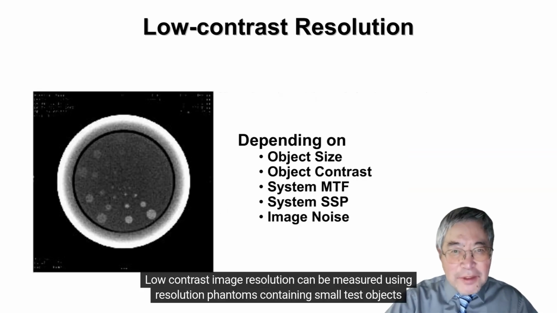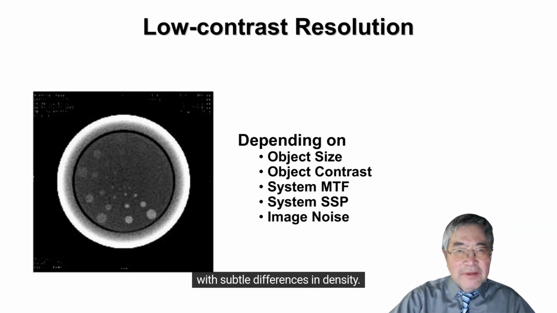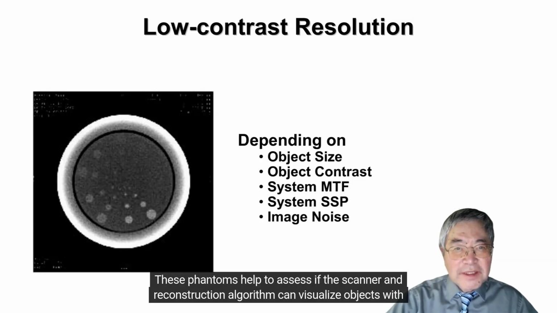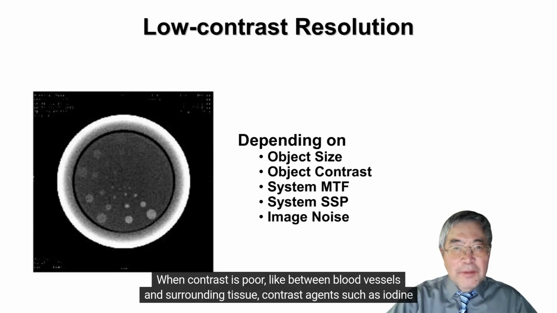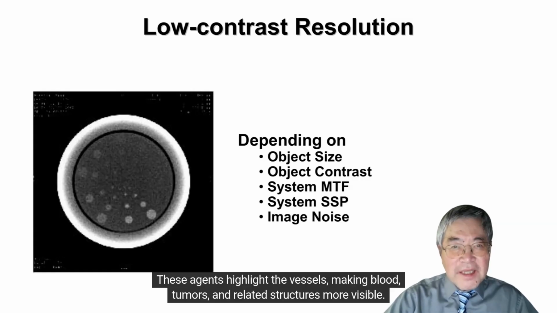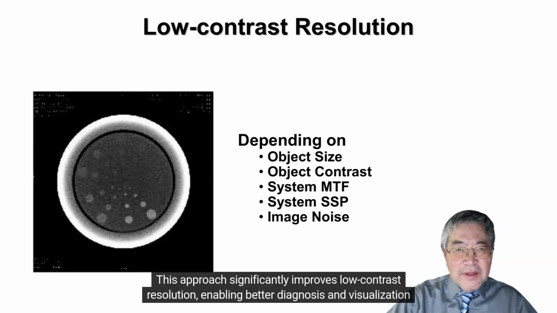Low contrast image resolution can be measured using resolution phantoms containing small test objects with subtle differences in density. These phantoms help to assess if the scanner and reconstruction algorithm can visualize objects with minor contrast differences. When contrast is poor, like between blood vessels and surrounding tissue, contrast agents such as iodine are injected. These agents highlight the vessels, making blood, tumors, and related structures more visible. This approach significantly improves low contrast resolution, enabling better diagnosis and visualization of soft tissues.